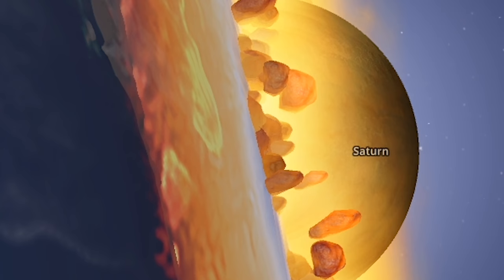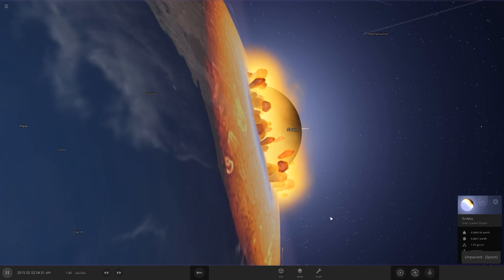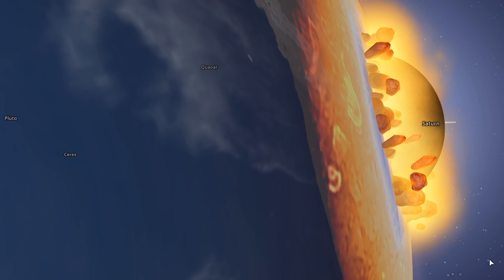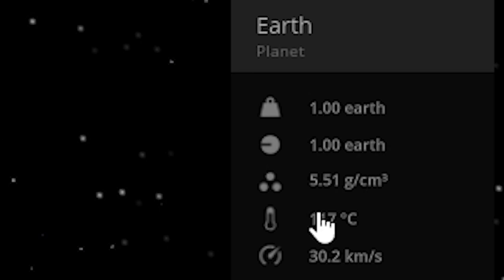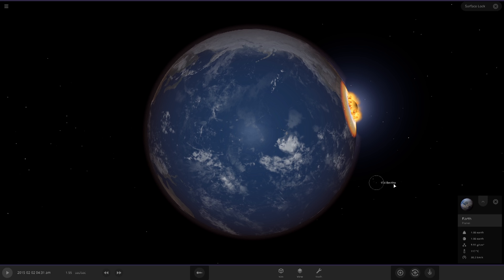Give me a hug, Earth. Earth is like, no, stop. All right, let's see how the Earth is doing here. Well, the average surface temperature of the Earth is now 117 degrees Celsius. That is to say, not too good. It also has a concave hole on one side now.